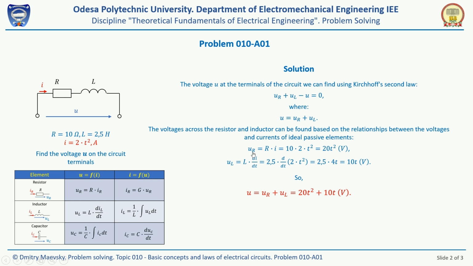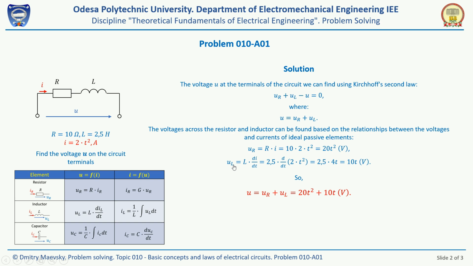For the resistor, voltage equals resistance times current. So, we multiply 10 ohms by 2 and by T squared, giving us 20T squared. This is how the voltage across the resistor changes over time.